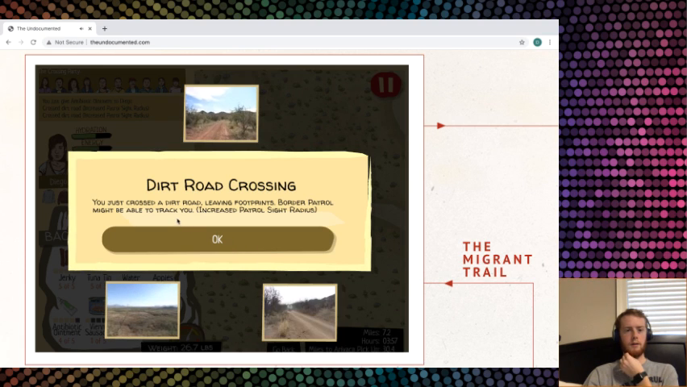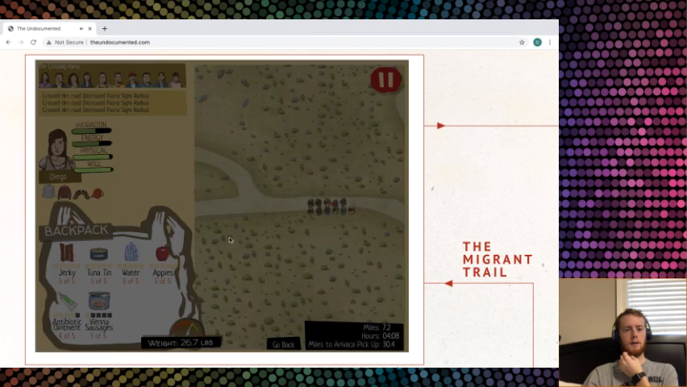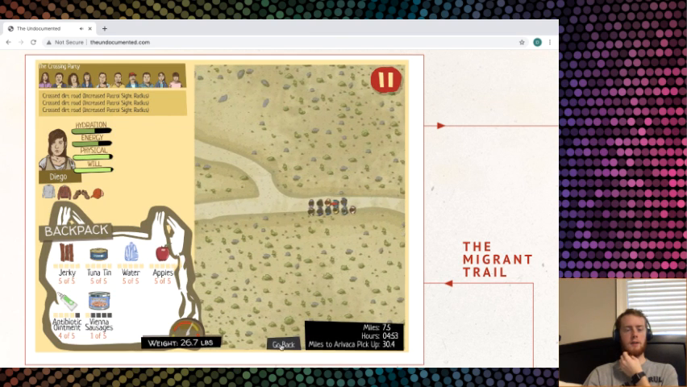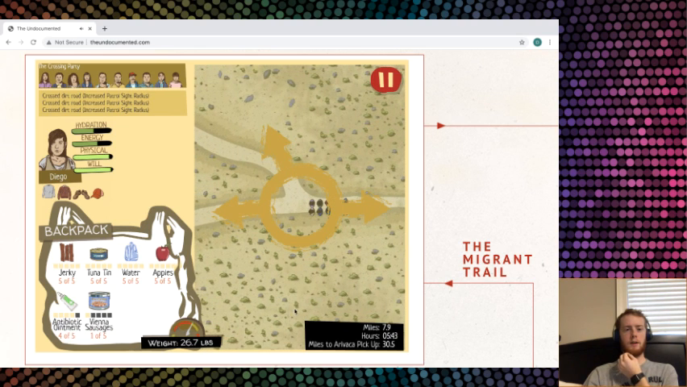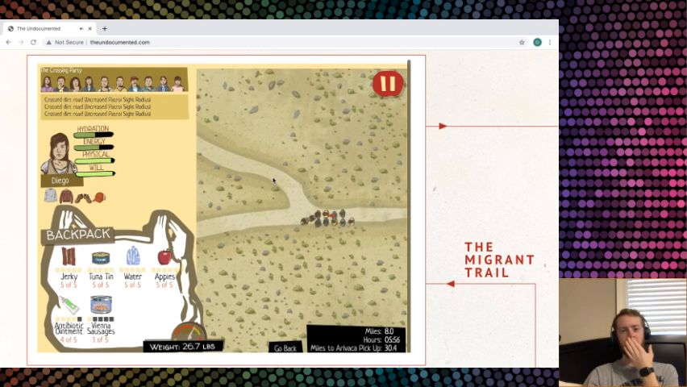Dirt road. You just crossed a dirt road, leaving footprints. Border Patrol might be able to track you. Increased Border Patrol sight radius. Oh man. I know you had to use this go back button to keep from running into Border Patrol when you see them. So we'll have to see how that turns out.